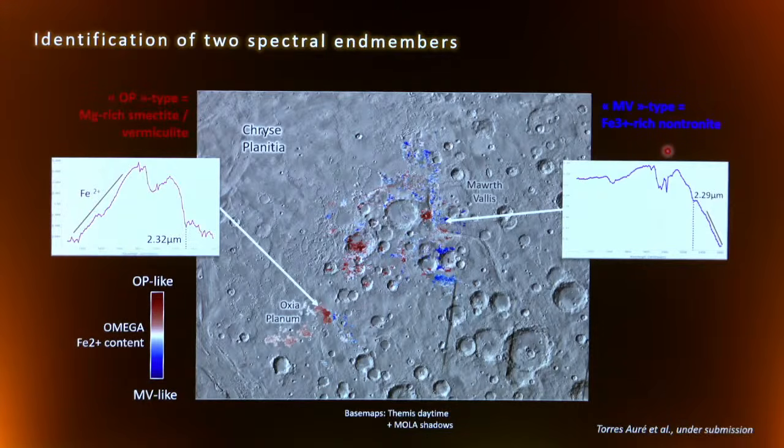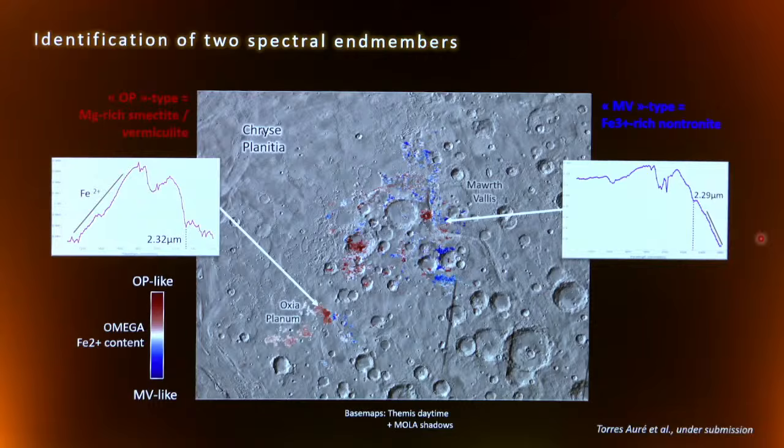The first type of clay is what I call the OP type of clay, which is mostly magnesium-rich smectite or vermiculite. You can see in the spectra a big ferrous slope and also the absorption at 2.3 micrometers, which is shifted to longer wavelengths for more magnesium absorption than iron. The second end member is the MV type of clay, Fe3+-rich nontronite, with absorption at 2.29 and also a slope after 2.2.